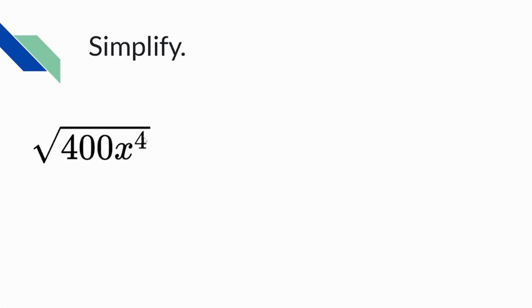Next, I have the square root of 400 times x to the 4th. Okay, so in these next examples, we're going to introduce some variables in the radical expressions. So it's going to get a little harder now. So we have the square root of 400 times x to the 4th.